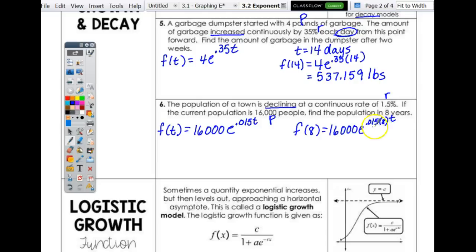So this is multiply. This is multiply here. This goes up here. That's not part of the equation. So when I put this in the calculator, so this is people. So we're not having any partial people. So 14,190 people. All right, go ahead and do your homework now.